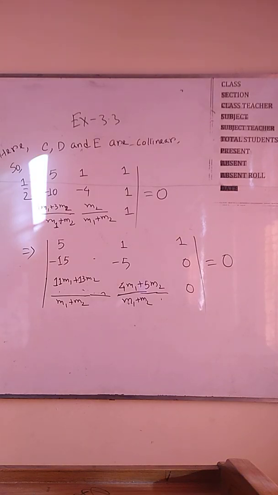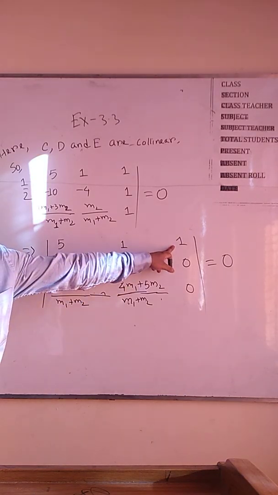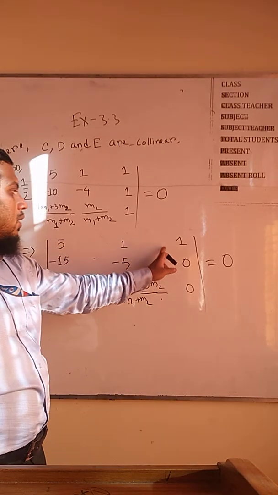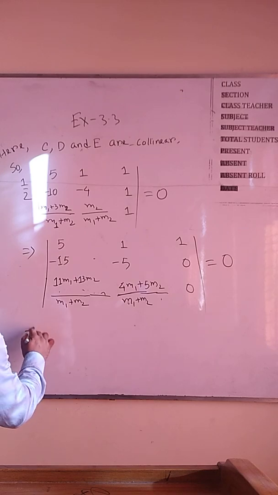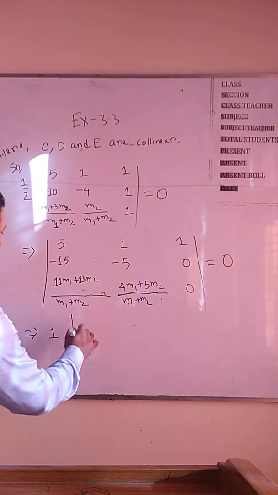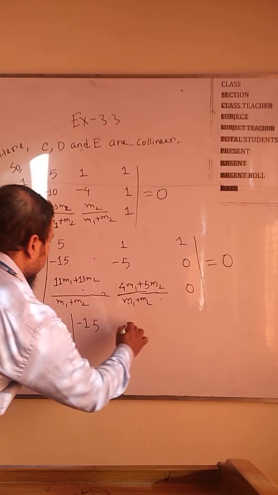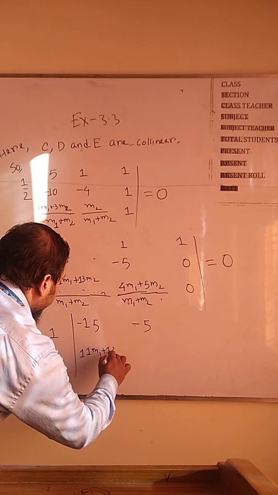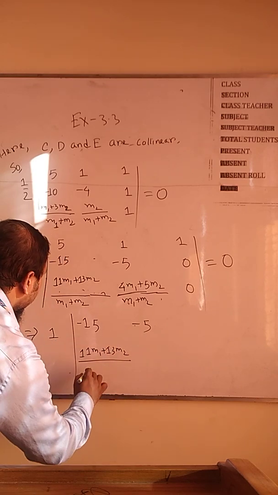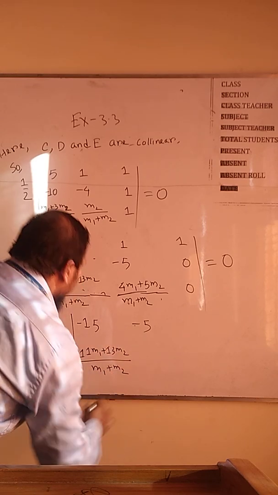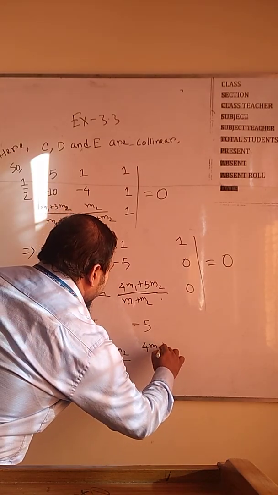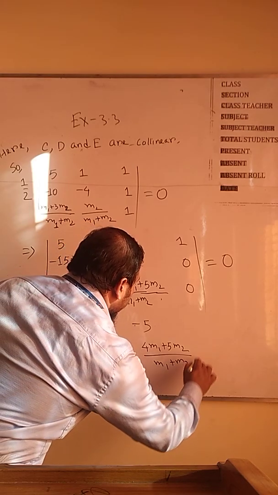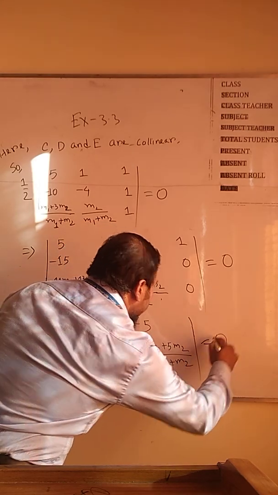Anyway, now we have to expand according to the first column. Sorry, third column. Expand according to the third column. So it will be like this: 1, minus 15, minus 5, and the last line is 11m1 plus 13m2 by m1 plus m2, 4m1 plus 5m2 divided by m1 plus m2, is equal to 0.